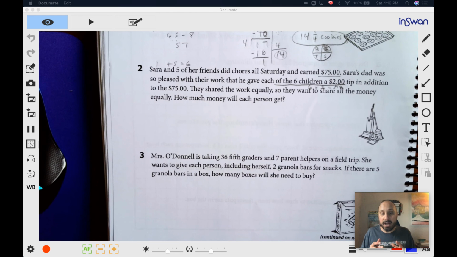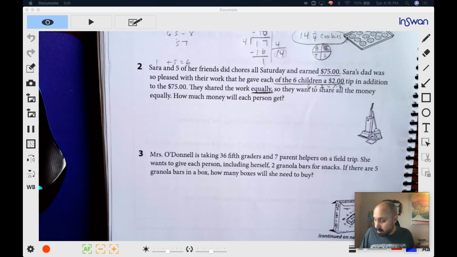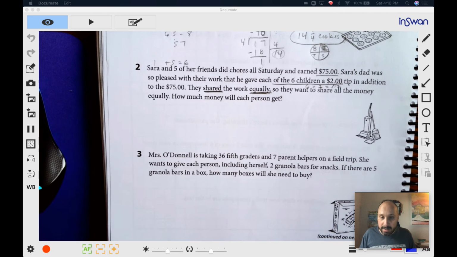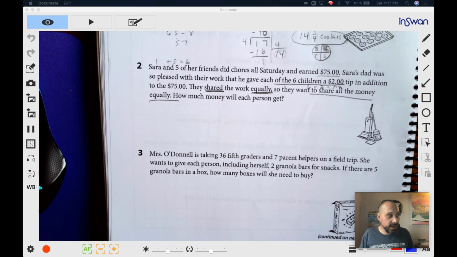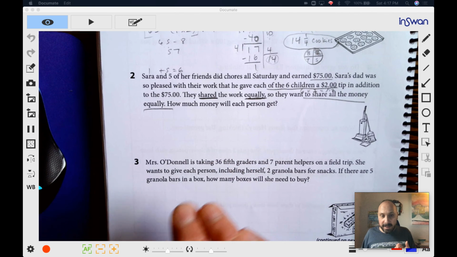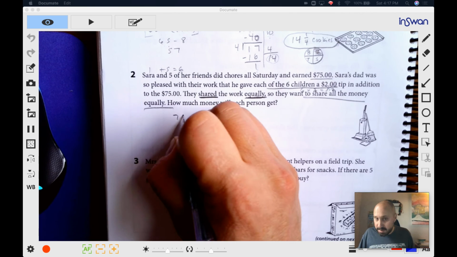And then they shared the work equally. There's that important word. They shared the work equally. So they want to share all the money equally. How much money will each person get? Okay, so let's think about it. So 6 friends did their chores and they earned $75.